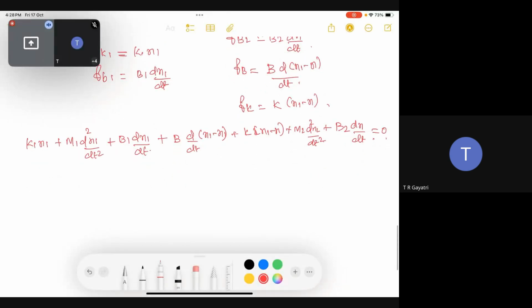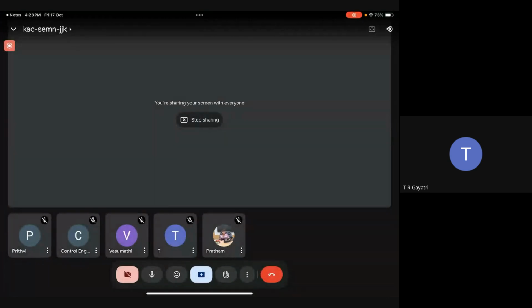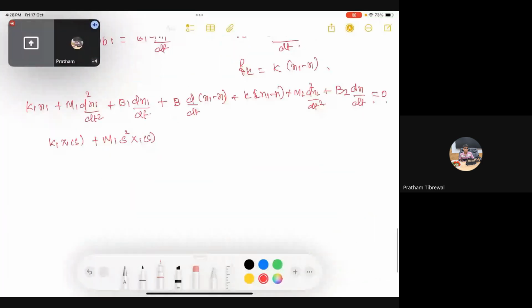I'm going to take the Laplace transform of this, to make it easy to write in terms of a transfer function. It will be s squared X1 of s. Does anybody have any doubt? No, ma'am, it's fine. I want to remind you again: whenever you write any differential equation as a transfer function, we assume initial conditions of 0. Why do we consider this? We discussed that in detail in the previous lecture.